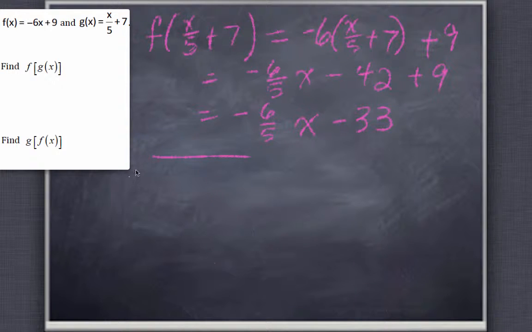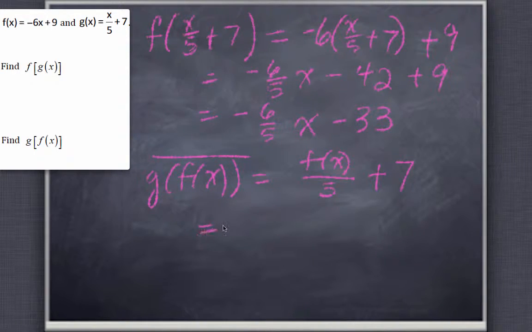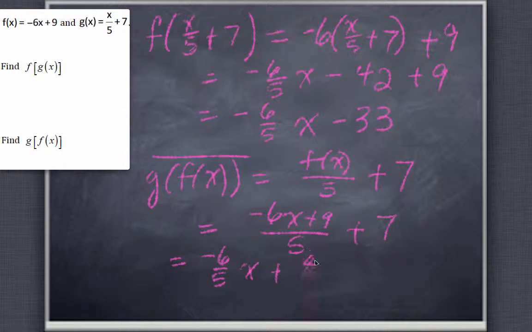Okay, for this one I'll do it the other way. So g of f of x is f of x over 5 plus 7, because whatever's in the parentheses goes where x was. And now I'll plug in for f of x, negative 6x plus 9 over 5 plus 7 equals negative 6/5 x plus 9/5 plus 35/5. So again, this 44/5 is, I've got 9/5, and 7 is 35/5.